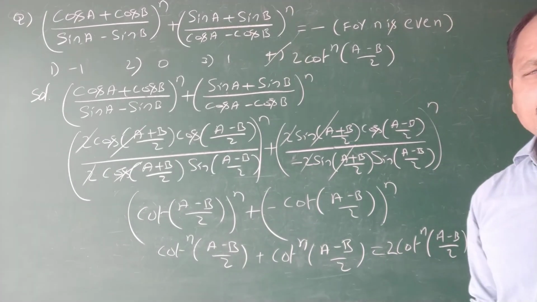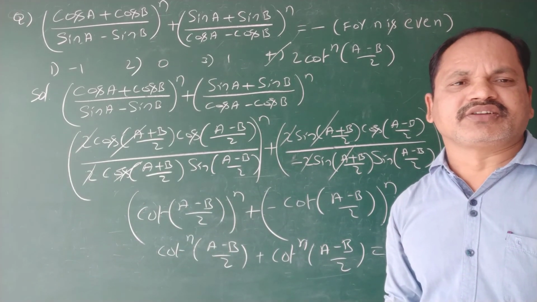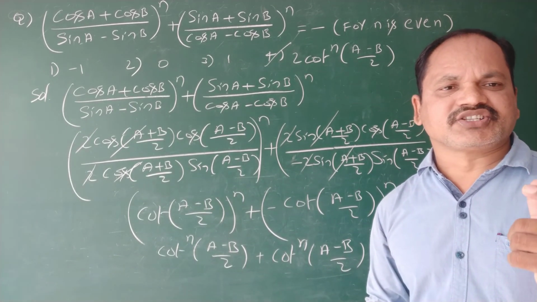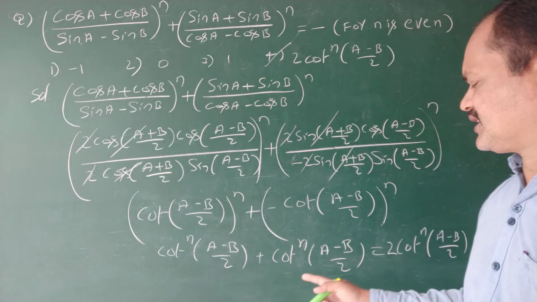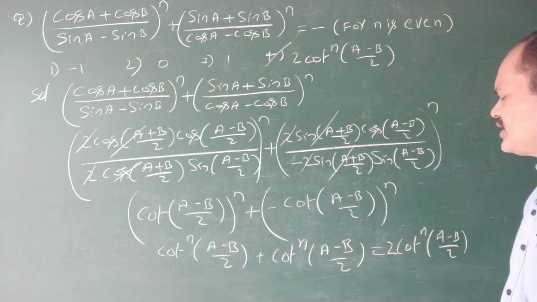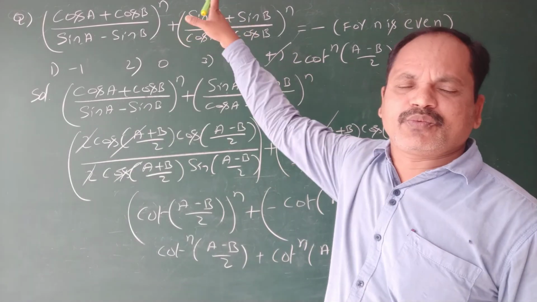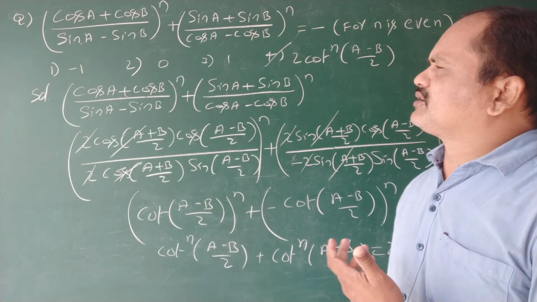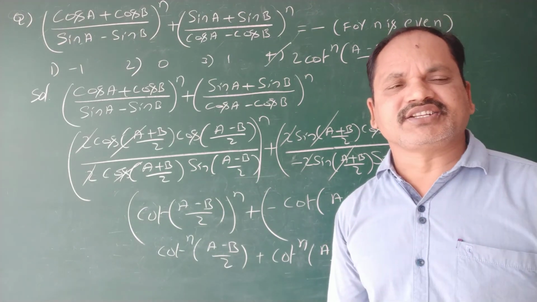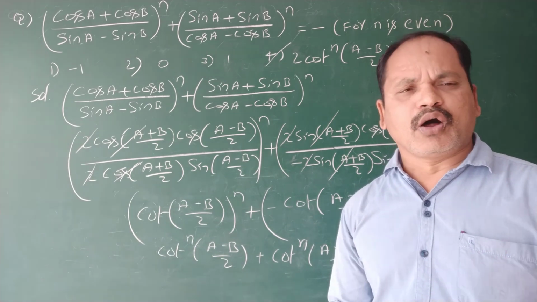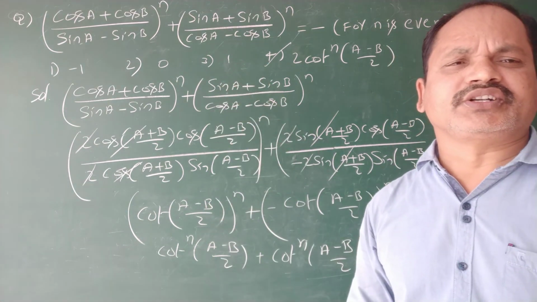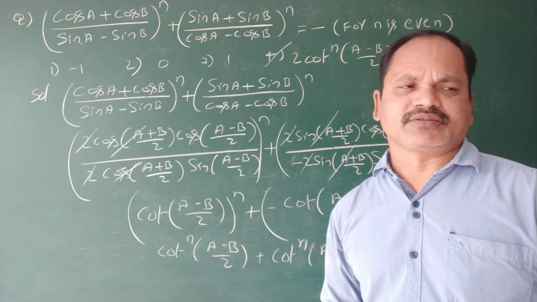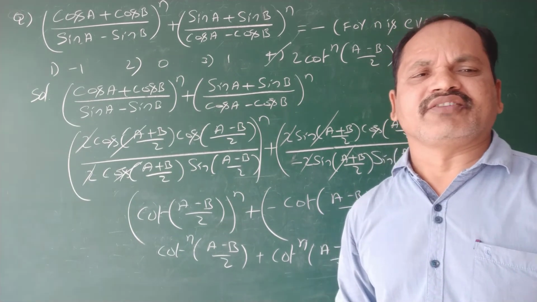So you observe the clear difference between the previous question and this question. If n is odd, the result is 0. If n is even, then it is 2 times cot power n of (a minus b)/2. Suppose in place of n there is 2019; then the answer is 0, since 2019 is an odd number. If in place of n it is 2020, then the answer is 2 times cot power 2020 of (a minus b)/2, since 2020 is even. Okay, that's all.